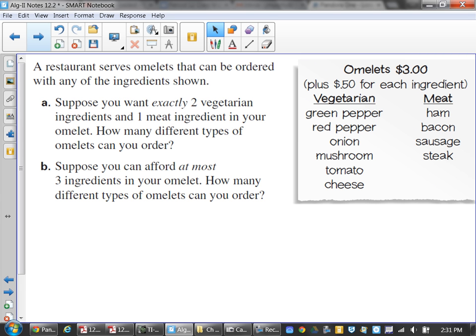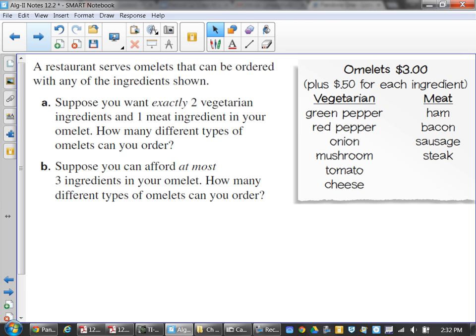Suppose you can afford at most 3 ingredients. Does it say anything about having to have so many of one and so many of another? No. But it also says the words at most. When you see at most or at least, a lot of the time you're adding. When it's saying exactly or when it's going to occur, that's when you're going to be multiplying.